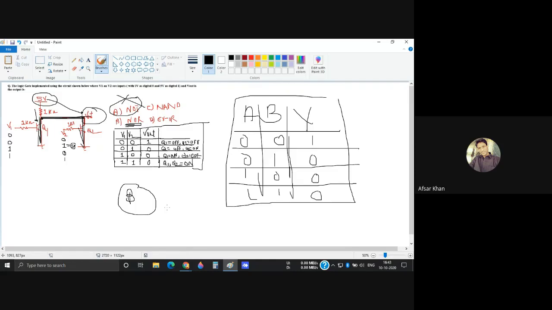Are you getting it, students? The output of a NOR gate will be 1 when all the inputs are 0. It is just opposite to which gate? The OR gate. In the OR gate, when inputs are 0 then the output is 0, in all other cases it is 1. Okay. Have you written this in your notebook? Yes, sir.